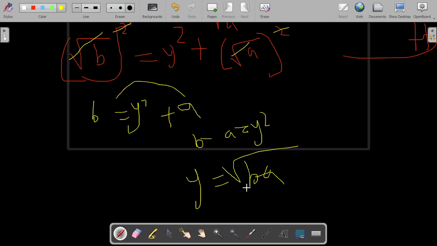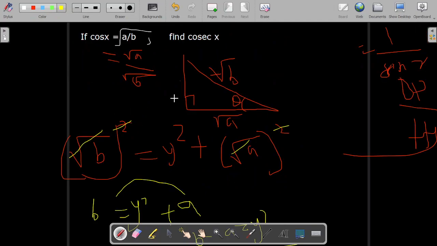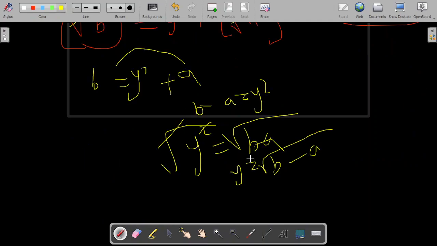Then the square cancels the square here. Then we have y, which is equal to the square root of b minus a. So we've actually gotten the value of the opposite. Now we can insert this value into this side of the triangle and get our cosec.